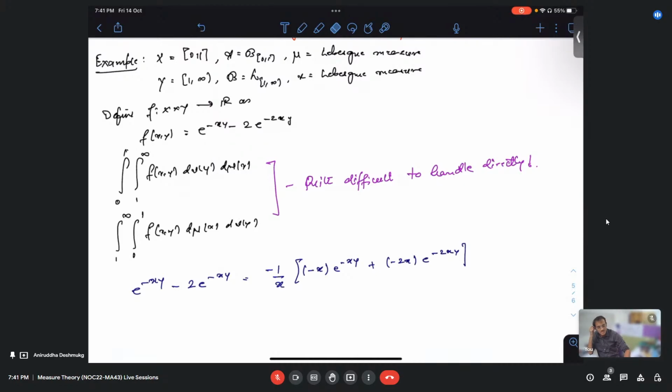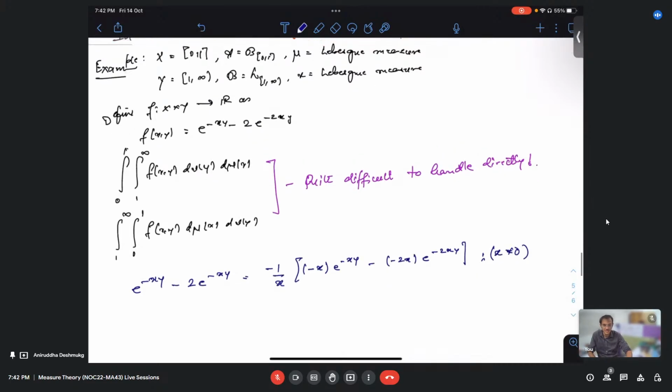Okay. This remains minus because I require a minus sign again. So it is minus minus plus, but then another minus. So overall it is minus, whenever x is non-zero, of course. If x is 0, that happens only in one case. We can remove that point. No worries.